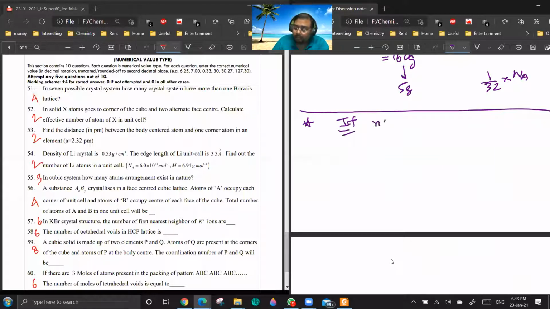system, the number of atoms in a unit cell is n, the number of tetrahedral voids will be 2n. Yes or no? Have I told this? Yes, sir. So in FCC, if the effective number of atoms is 4, then what is the number of tetrahedral voids? 8. The number of octahedral voids? 4.